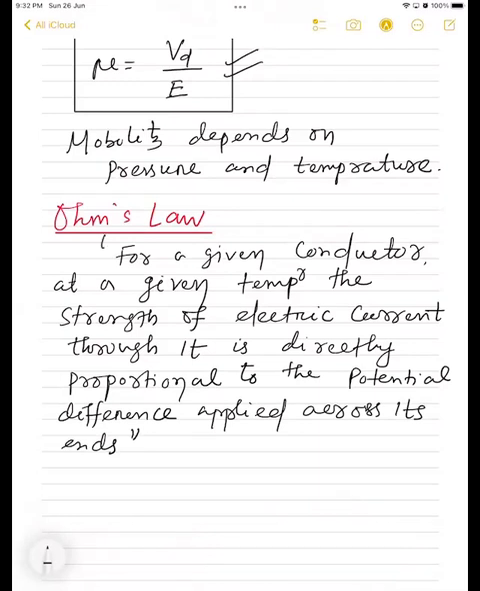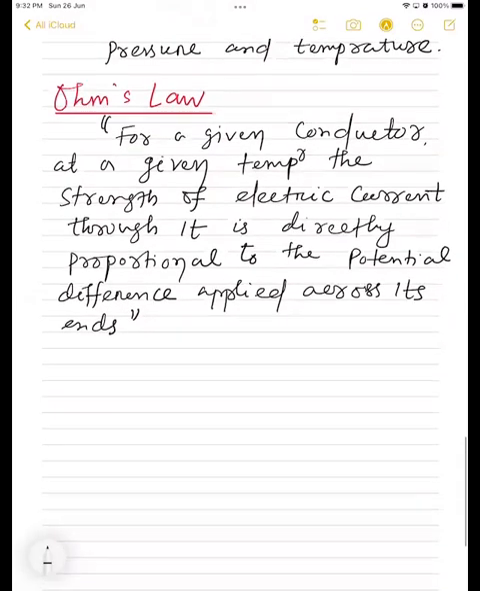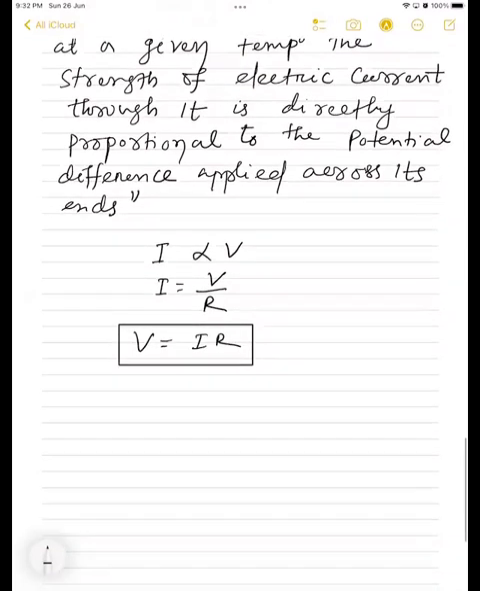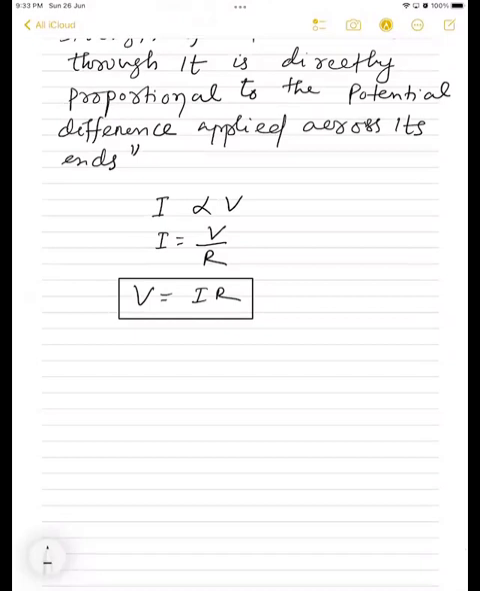Keep it in heading, right? So that means, students, you know from your early classes, I is proportional to V and I is equal to V by R. So combined you can write V is equal to IR. You know this or not? R is the electrical resistance of the conductor, right?